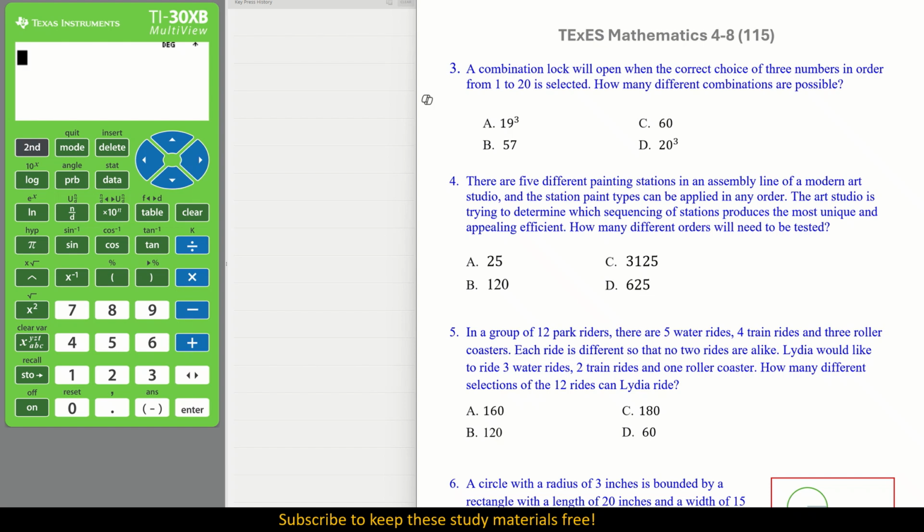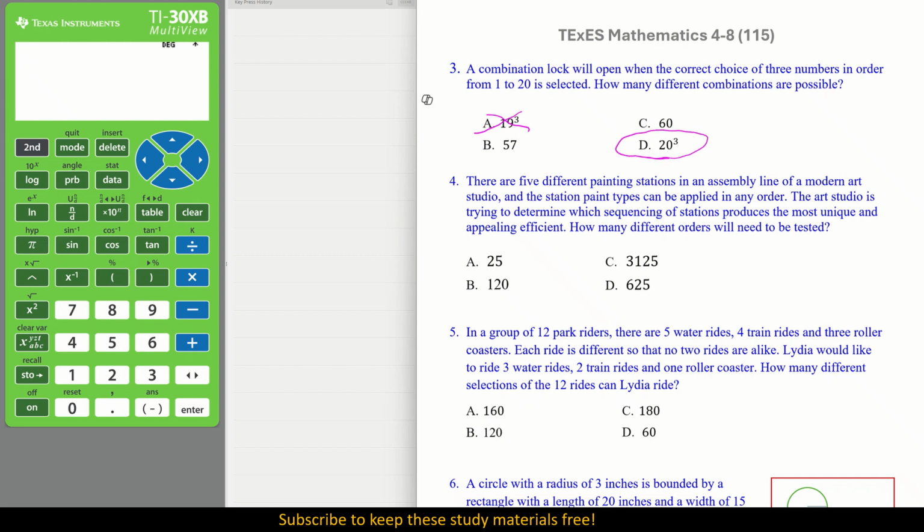Think of a combination lock, the ones where there are wheels in order, and there's no zero, 1 to 20. That's 20 numbers. So A is out. It's not 19. Okay, you can't say 20 minus 1. That's the first place where they're trying to trick you. So you know you have 20, and there are three of them in a row. So that's going to be 20 times 20 times 20. Well, that's 20 to the third power, which is D.